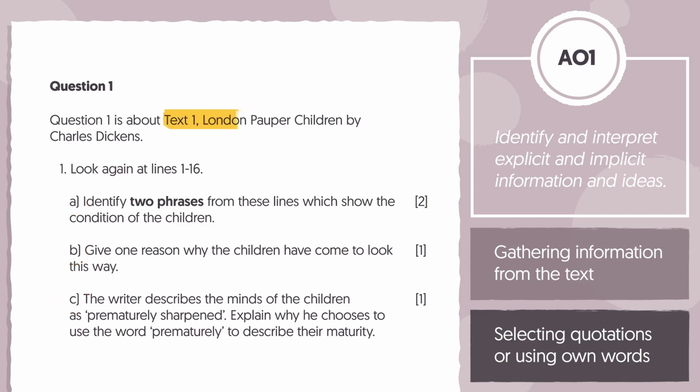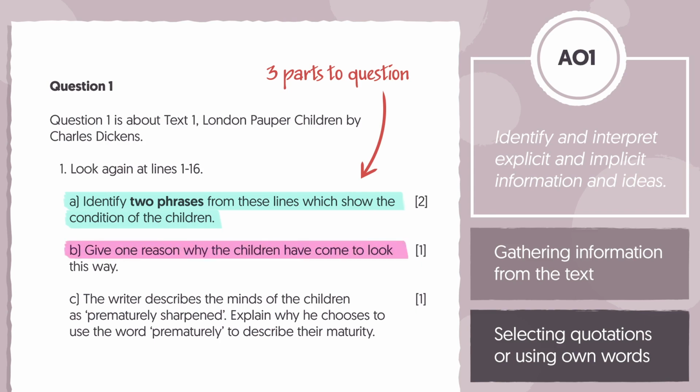In this example, question 1 is based on text 1, which is an essay by Charles Dickens. There are 3 parts to this question. The first part asks you to identify 2 phrases that show the condition of the children. The second part asks for a reason why the children have come to look this way. And the third part asks why Dickens might have chosen to use the word prematurely in his description of the children's minds as prematurely sharpened.